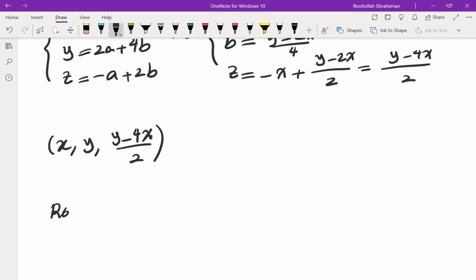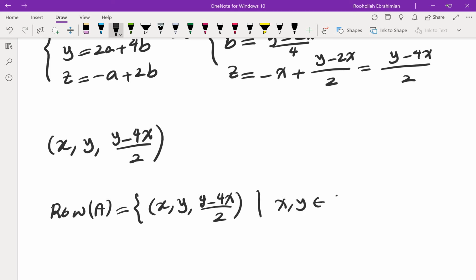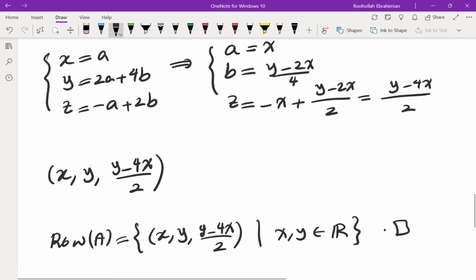So the row space of A is the set of all vectors of this form, (x, y, (y - 4x)/2), where x and y are real. So this is the row space of this matrix.